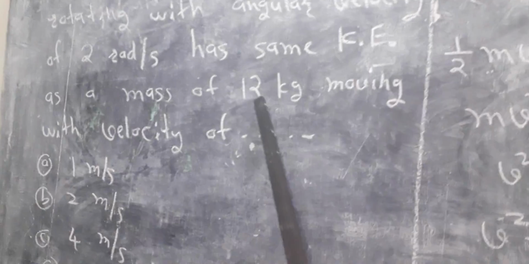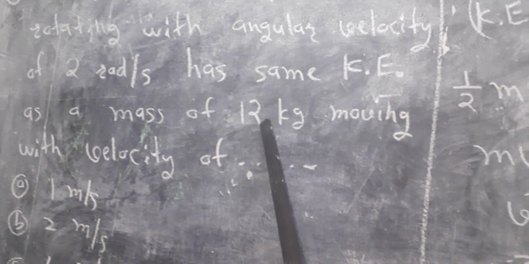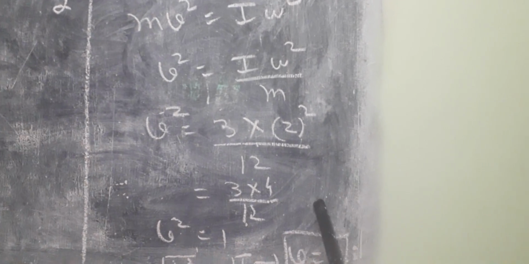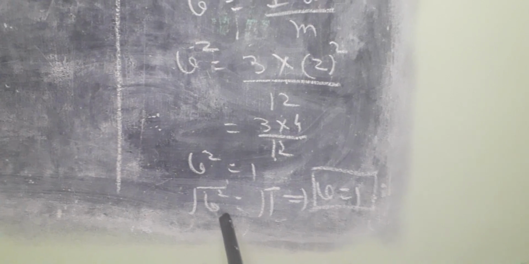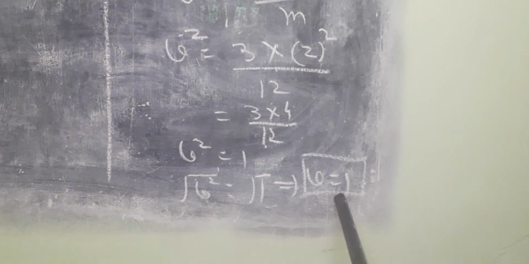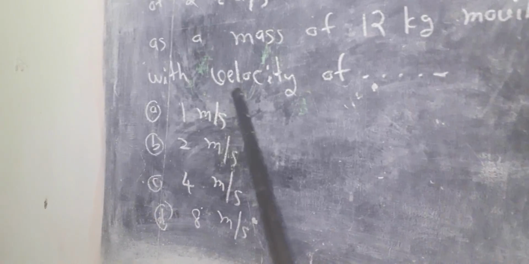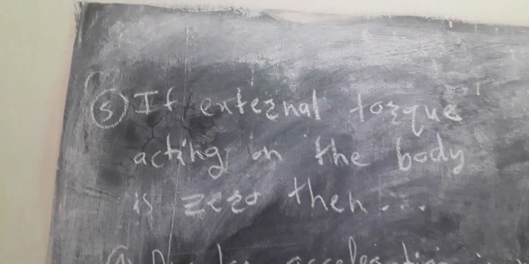What is m? We are given a mass of 12 kilogram, so m is known to us. So 3 into 2² upon 12. We get v² equal to 1, and under root v² is v, and under root 1 is 1. So v is equal to 1 meter per second. So the correct option is the first, 1 meter per second. This is the correct option.